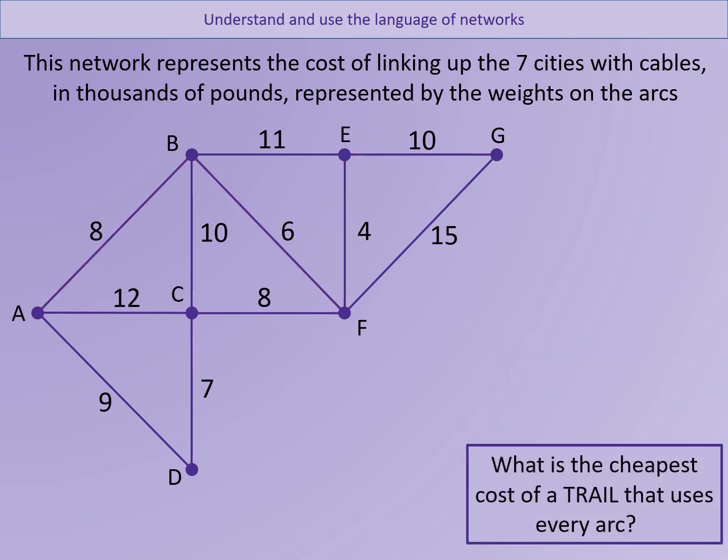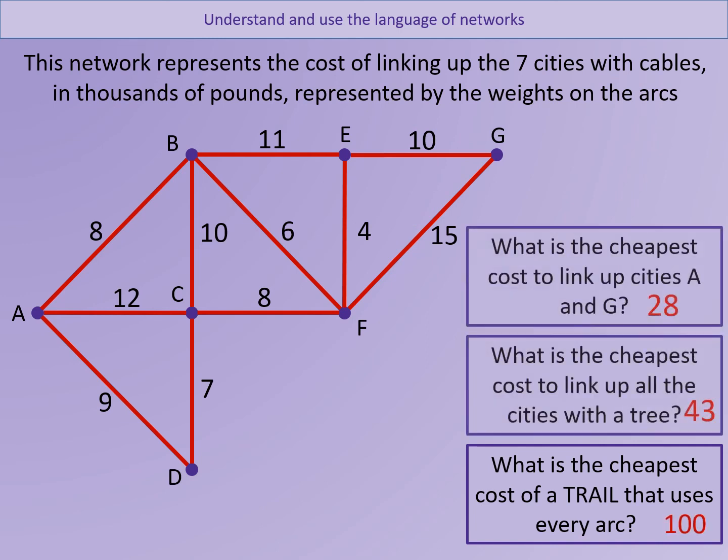And finally, we'd like to find the cheapest cost of a trail that would go along every arc. So starting at A, and finishing at E. You can see that this was possible because it was a semi-Eulerian graph. So A and E were the 2 odd vertices. So therefore, the cost of travelling along every arc is actually just the total cost of all of the arcs on the network, which is 100.